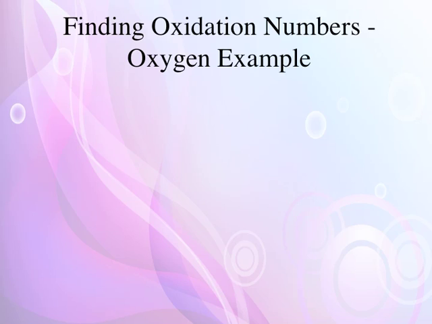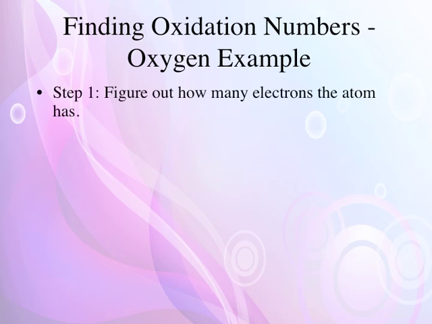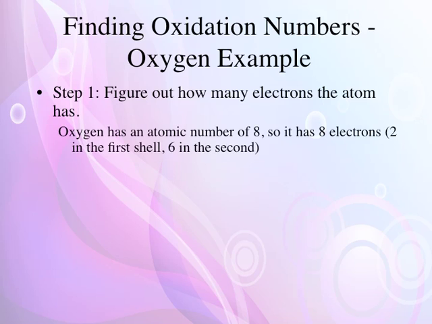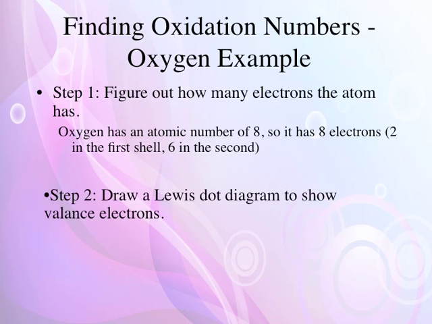Let's do an example to find the oxidation number for oxygen. Step 1 said, figure out how many electrons the atom has. So for oxygen, it has an atomic number of 8. That means it has 8 protons, and so it has 8 electrons in its neutral atom. Those 8 electrons go 2 in the first shell and 6 in the second shell. The next step then is to figure out how many valence electrons this has. We're going to draw a Lewis dot diagram showing those valence electrons. So here's oxygen, and its 6 outer shell electrons, shown as 6 dots evenly spaced around its chemical symbol of O.